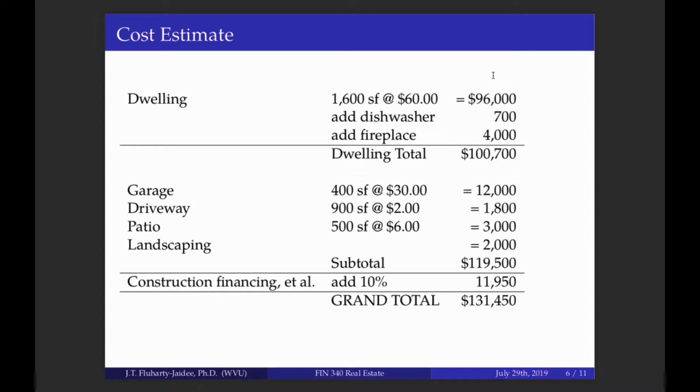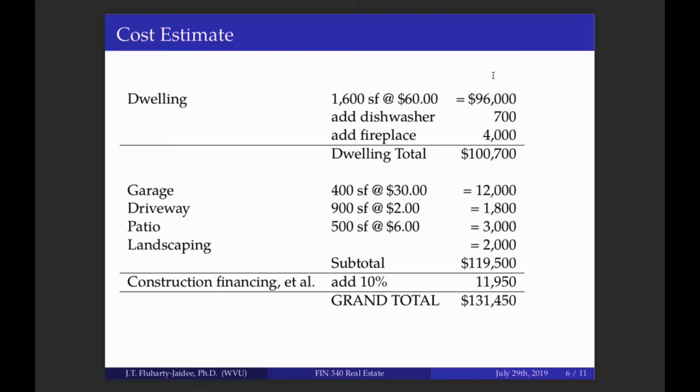There's a driveway, which is just laid cement. It's 900 square foot, but only costs $2, so it's $1,800. There's a patio, which is probably paved with stone, costs $6 per square foot for 500 square feet, so $3,000. And then landscaping is given at the cost of putting in the landscaping by your landscape architect, and here it's given $2,000. Total is $19,500. Now, there are additional costs related to the construction, the financing, getting the permits, etc.